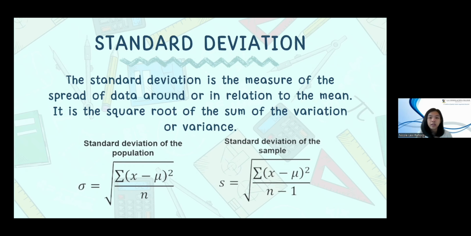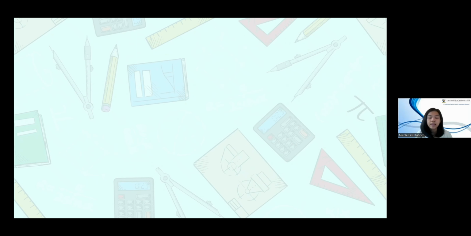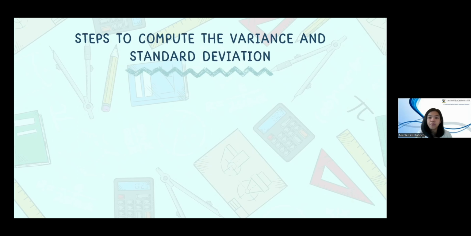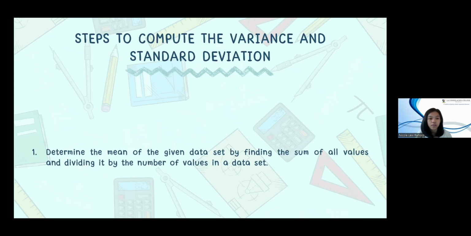In computing the standard deviation of the population, one uses sigma is equal to the square root of the summation of the quantity of x minus mu, squared, over n. Computing the standard deviation of the sample, one uses s is equal to the square root of the summation of the quantity of x minus mu, squared, over n minus 1. Let us now proceed on how to compute the variance and standard deviation.